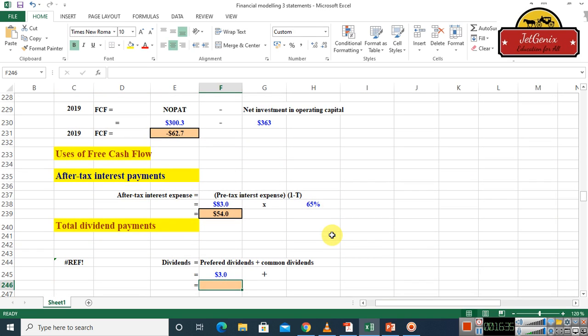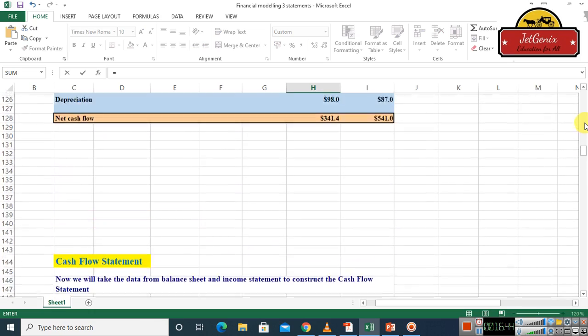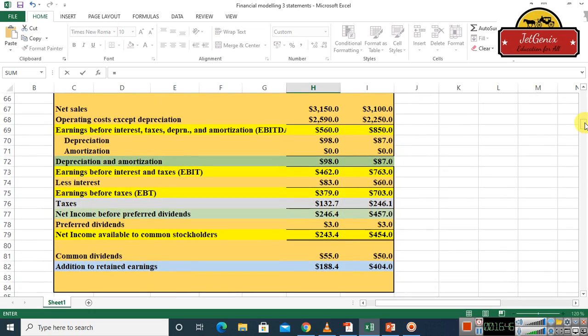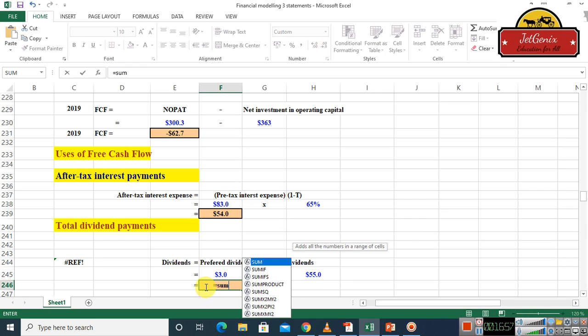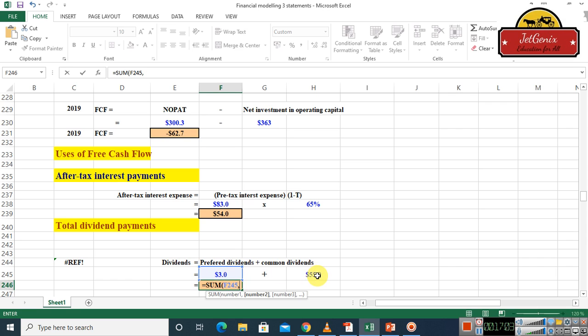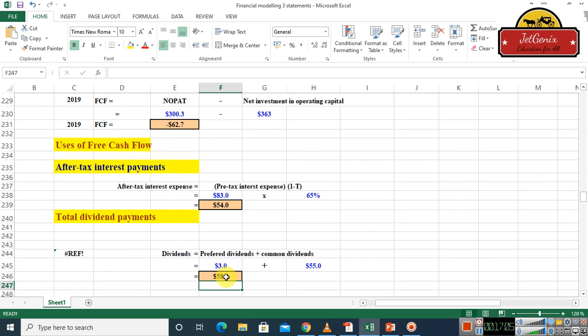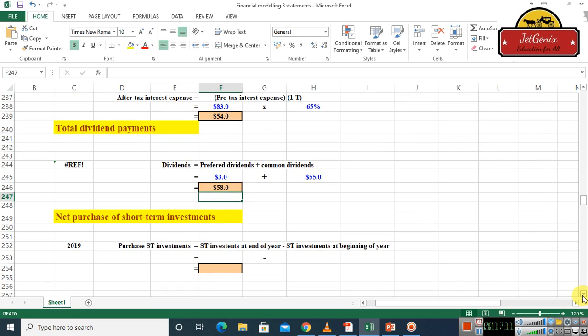Just press enter, and again here we are going to select the common dividend. This one, the common dividend, again in the income statement. So go to the income statement again, you can see it here. Yes, this is the income statement and this is the common dividend. So press enter. Now I am just going to sum these two values and I will find the total dividend payment. So select this one, comma, and this one, and press enter. $58 million we have paid in the form of dividend, and I think it is not very difficult. It is a very simple formula.